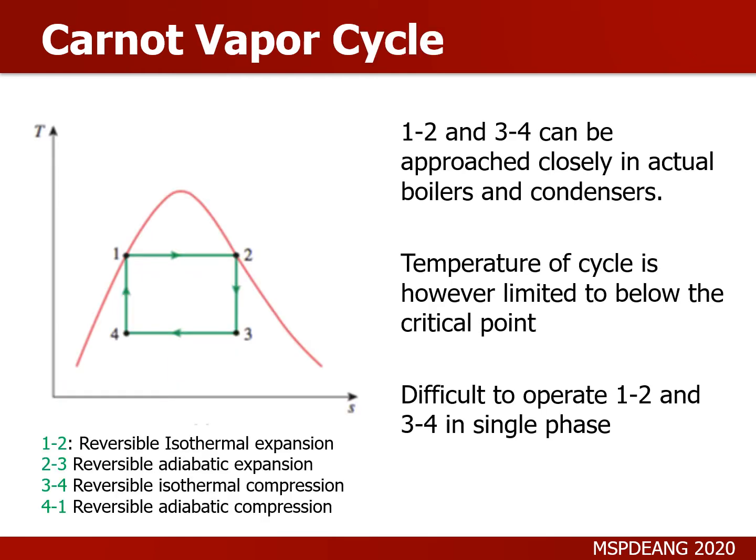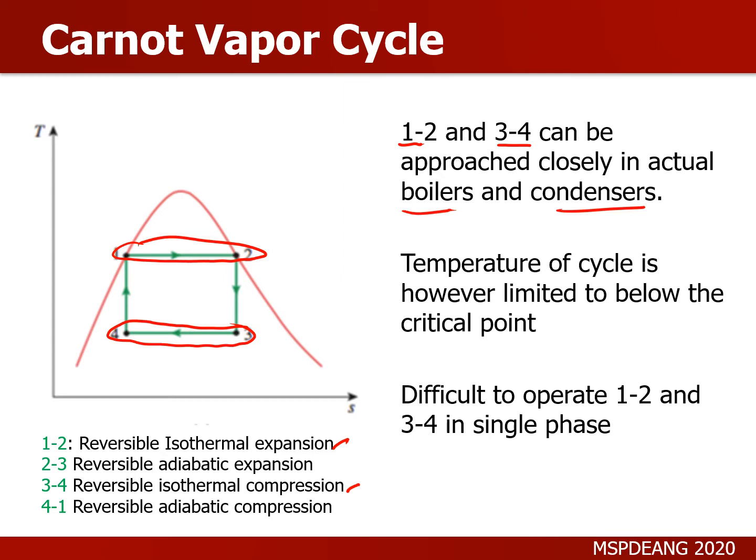If you take a look at our Carnot cycle inside the TS diagram for a two-phase system, if you place our Carnot cycle inside the phase envelope, it should look something like this. Now, your steps 1 to 2 and 3 to 4, which are your reversible isothermal expansion and reversible isothermal compression respectively, can actually be approximated in real life, since we have boilers and condensers. And boilers and condensers operate at constant temperature and constant pressure if purely phase change process lang yung nangyayari.